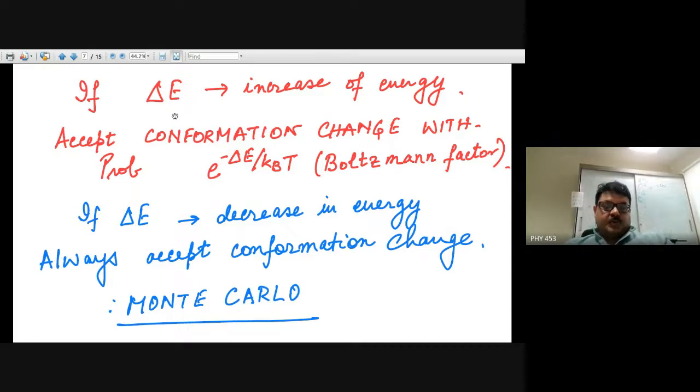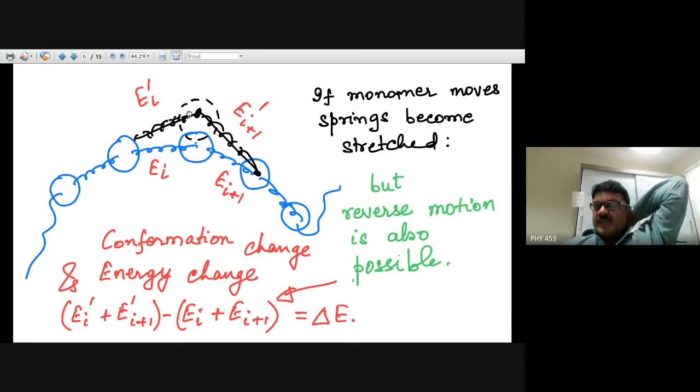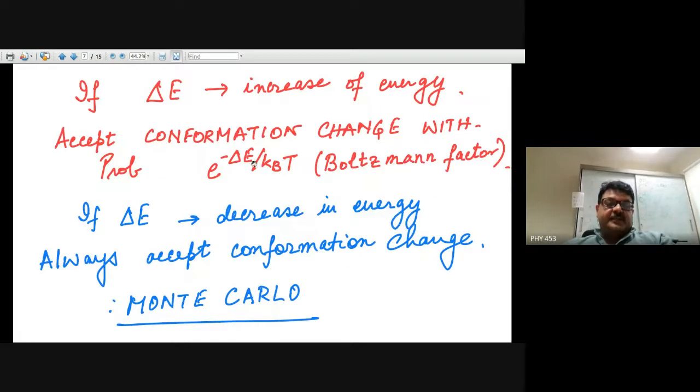So what you do is calculate the difference in energy, and if the energy increases, then accept that conformation change or position change. You're just changing the position of a particle from here to here, say. As a consequence, the conformation is also changing, right? And you accept that with e to the minus delta E by k_B T. And if delta E is negative, if the motion is such that there's a net decrease in energy, always accept the conformation change. Okay.